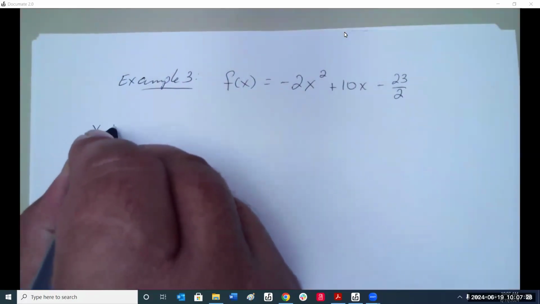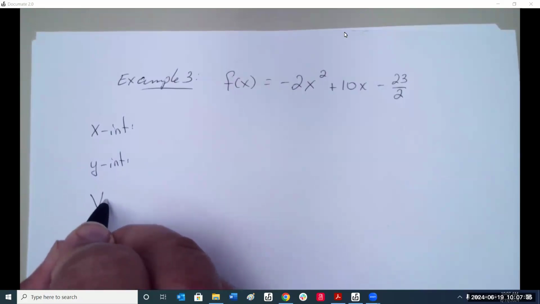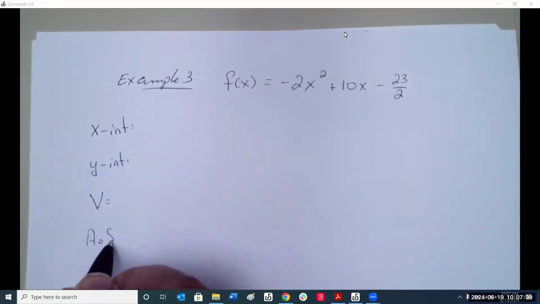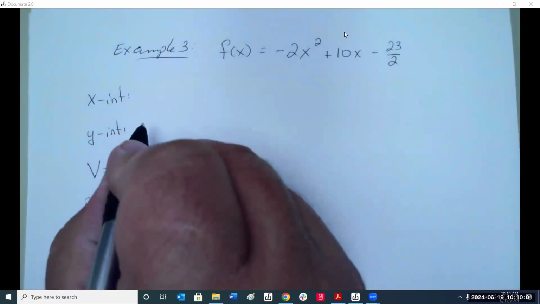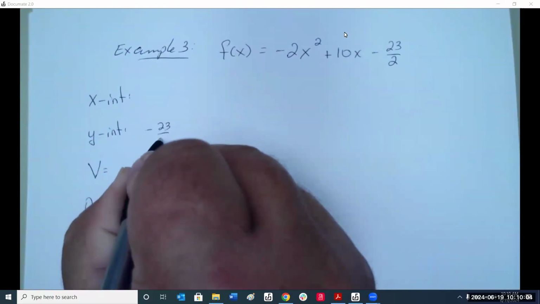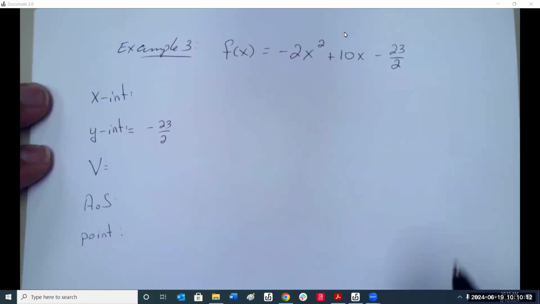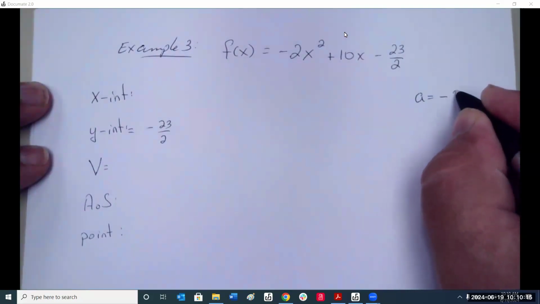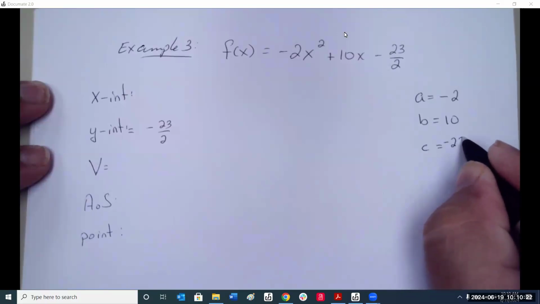So we need to have the x-intercept, y-intercept, vertex, axis of symmetry, and a point. So we know the y-intercept is at negative 23 over 2. a equals negative 2, b equals 10, c is negative 23 over 2.